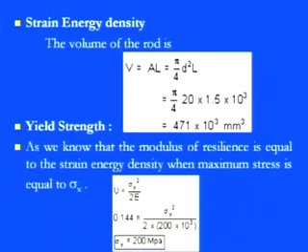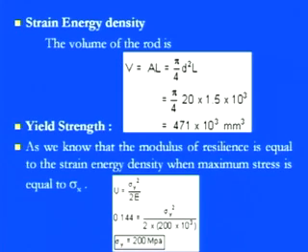Our main aim is to calculate the yield strength. As we know, the modulus of resilience is used because we are keeping only to the elastic region, so whatever energy is coming, it is coming in terms of the modulus of resilience. It is equal to the strain energy density when the maximum stress reaches sigma yp. So u is equal to sigma y square divided by 2E.